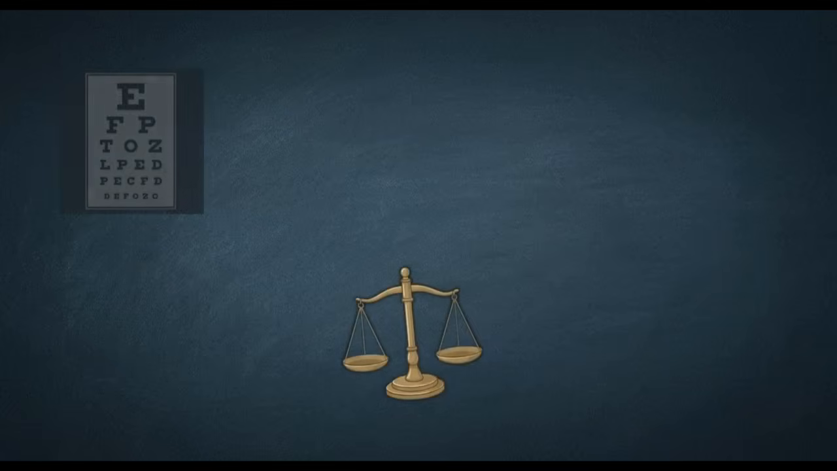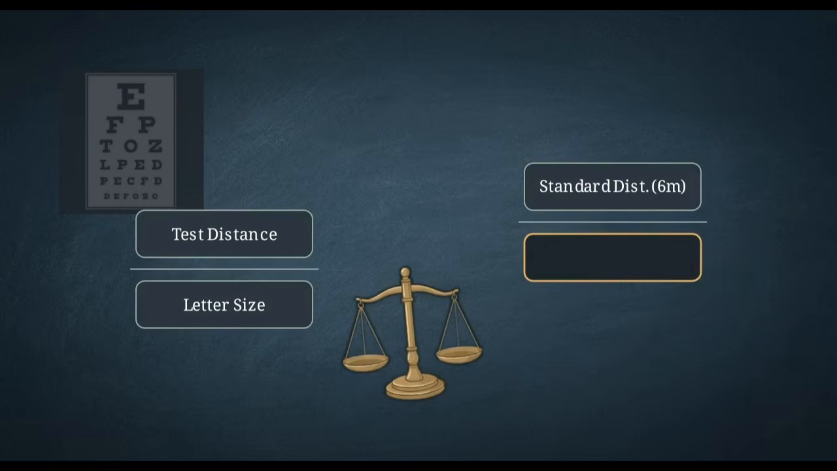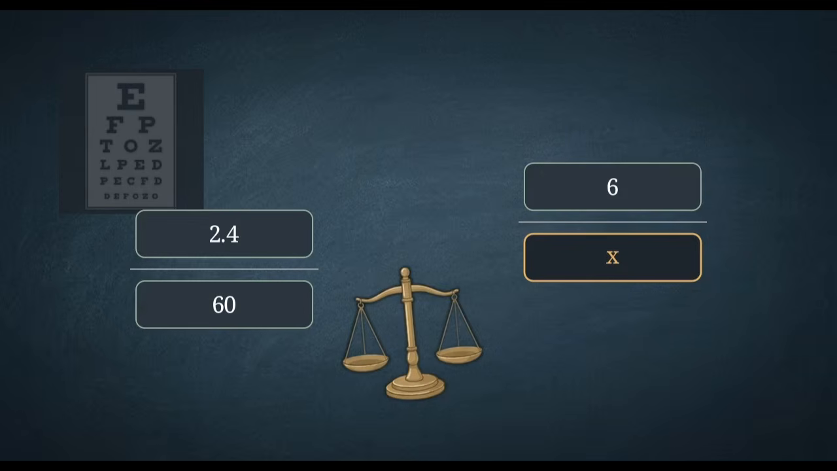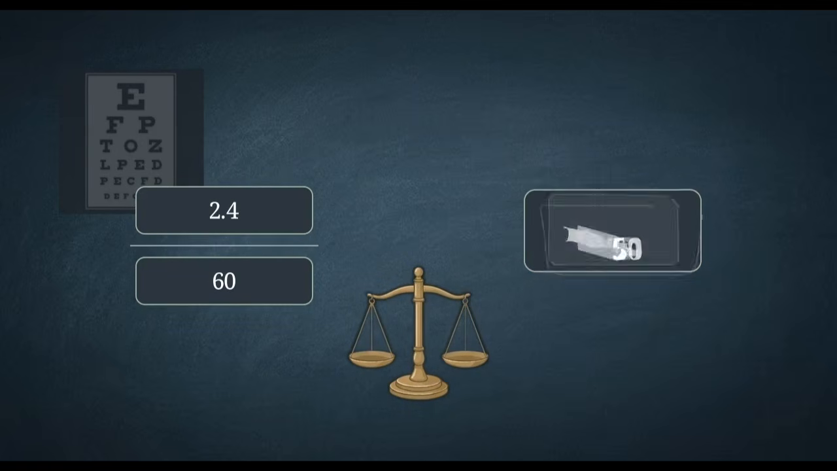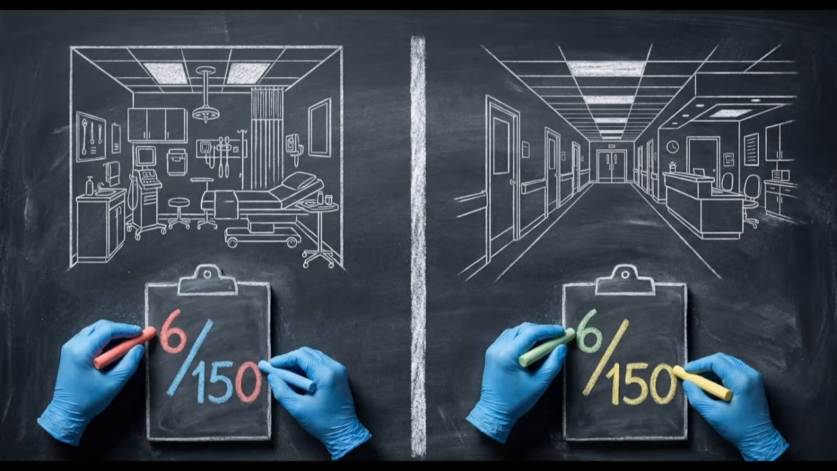The formula is a ratio. Test distance over letter size equals 6 meters over the equivalent acuity. Let's apply it. 2.4 meters over size 60 equals 6 over x. Cross-multiplying gives 2.4x equals 360, so x is 150. The standardized acuity is 6/150. Standardizing the denominator ensures clinicians can accurately compare a patient's vision across different testing environments.